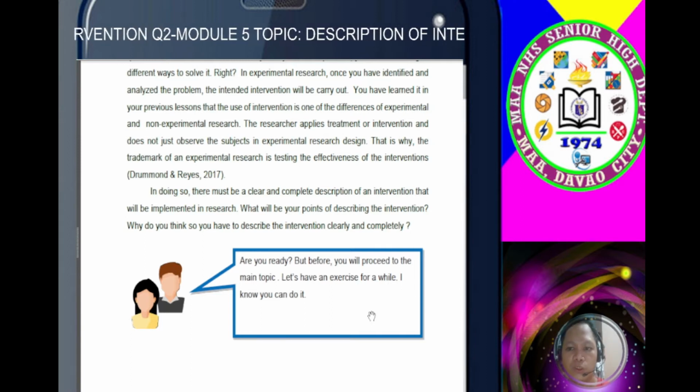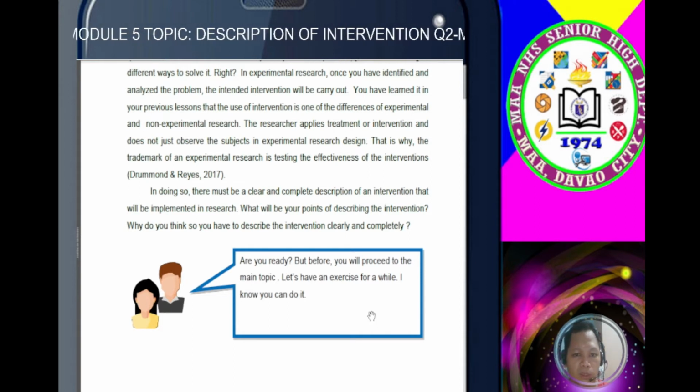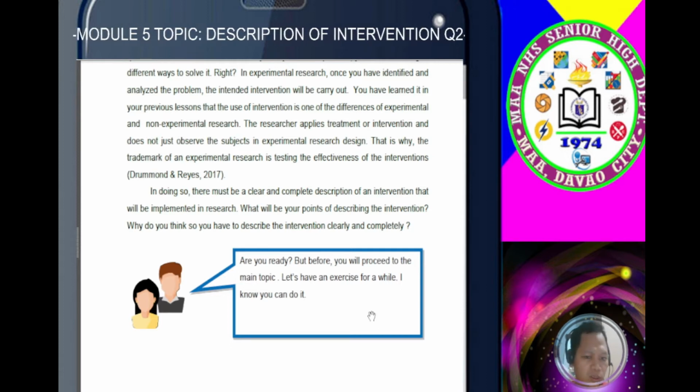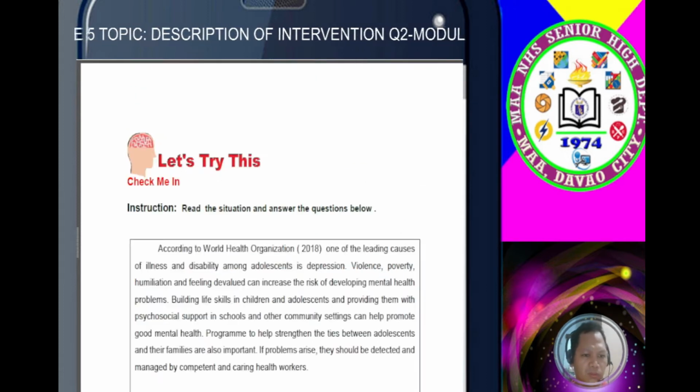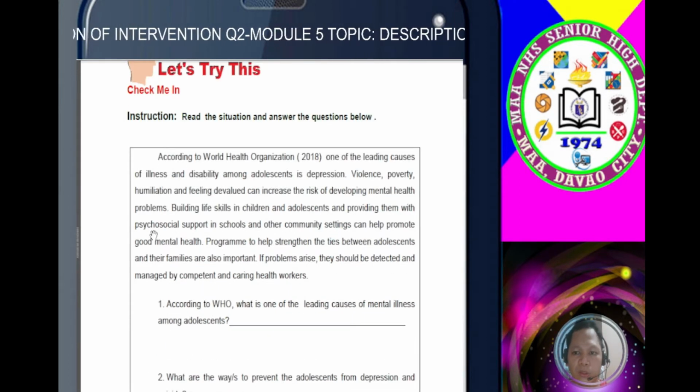What will be your points of describing the intervention? What do you think? You have to describe the intervention clearly and completely. Later, we will have a sample of the statements used in making interventions in a study. So let's try this. Read the situation and answer the questions below.